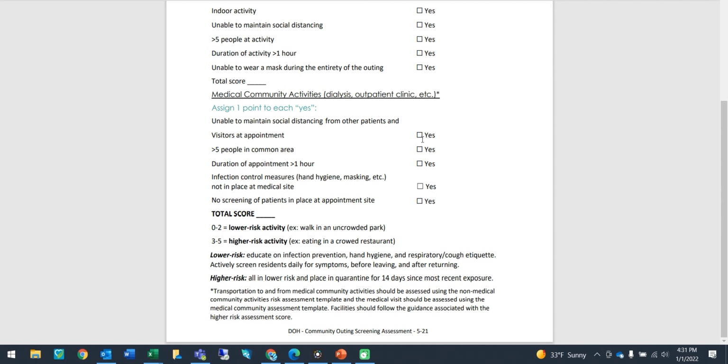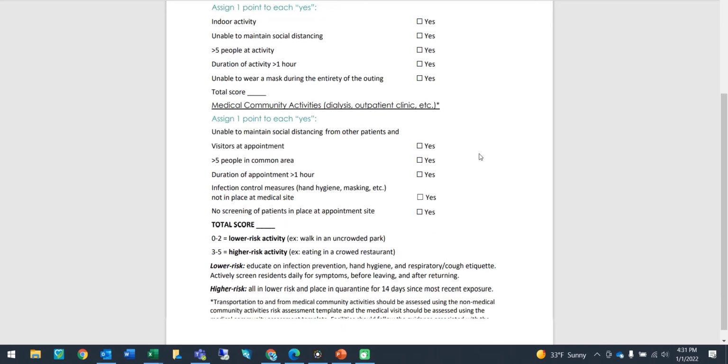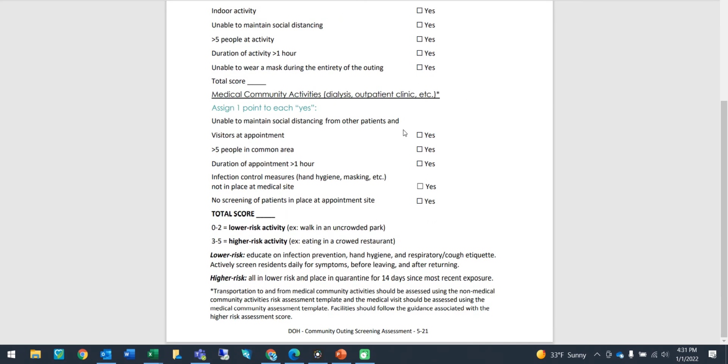Now, if that resident was using dial-a-ride or some kind of transportation to the medical appointment, you would also ask these questions in the non-medical community activities for the duration of their transport. Once they get to the medical appointment, then you would calculate these questions. So you're still asking both non-medical and medical questions for residents during their transport.